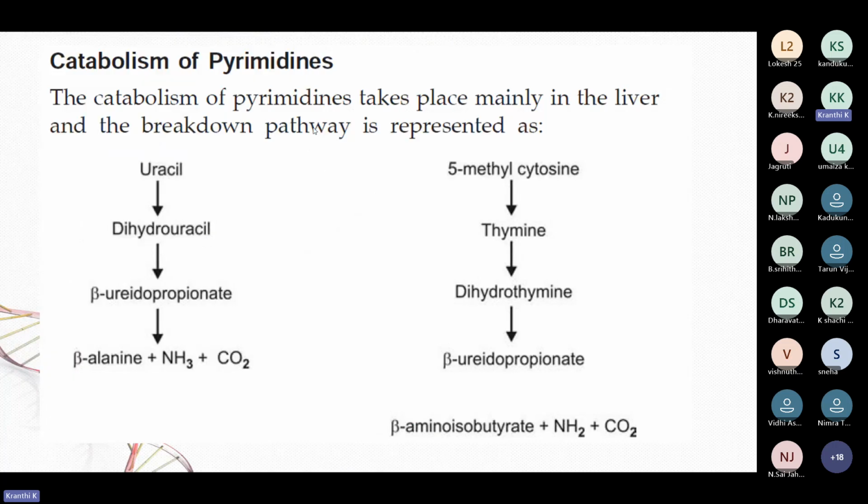Then catabolism, how the breakdown of the pyrimidines happens. Mainly the breakdown happens in the liver. Uracil will be converted to the dihydrouracil, then beta-ureidopropionate, then it will be broken down into beta-alanine, NH3 and CO2. Then methylcytosine is also converted to thymine, then dihydrothymine, then it will be broken down into beta-aminoisobutyrate, NH3 plus CO2. So this is the breakdown pathway, the catabolism of pyrimidines.